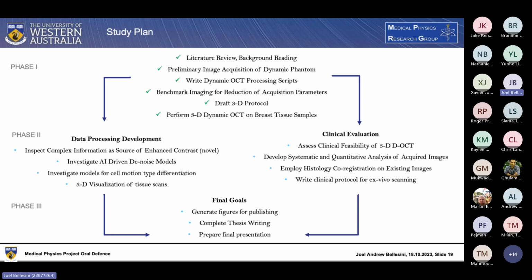And then in the clinical evaluation, a more systematic and quantitative analysis of acquired images over different acquisition parameters to assess this clinical feasibility and histology co-registration. And then the final goals, once all of that can be ticked off, will be generating figures for publishing, completing the thesis writing, and preparing a final presentation.